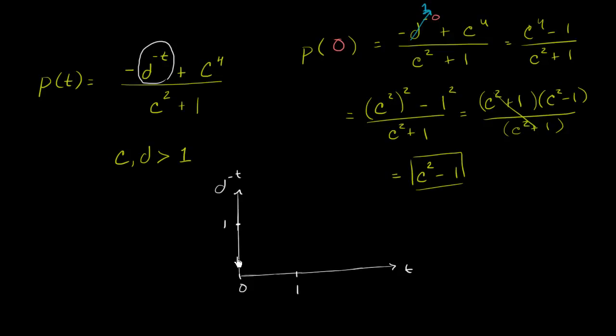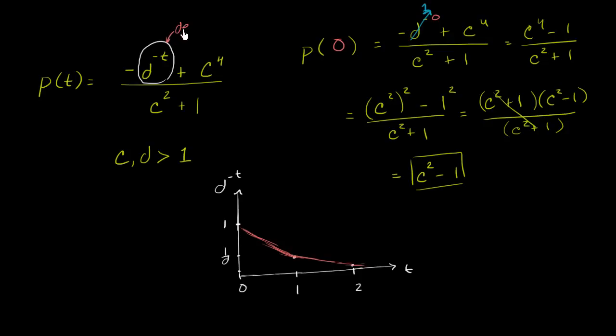So let's say that this is 1 over d right over here. So we're going to be something like that. And then when t is at 2, we're going to be at 1 over d squared, which is going to be something like right over there. And you see at least this term, what it's doing is, as t increases, d to the negative t is strictly decreasing. Once again, we know that because d is greater than 1. So this term right over here is strictly decreasing.